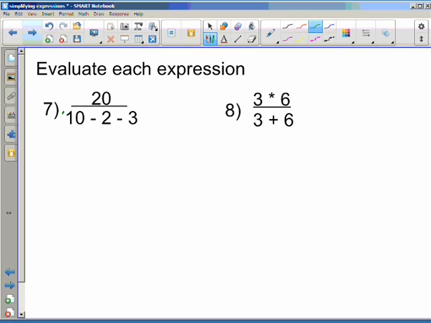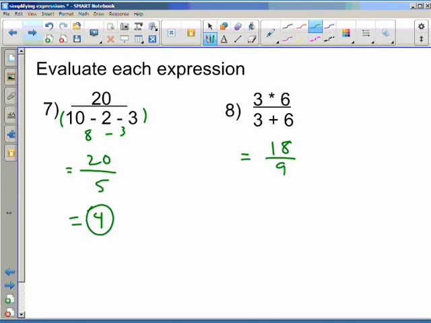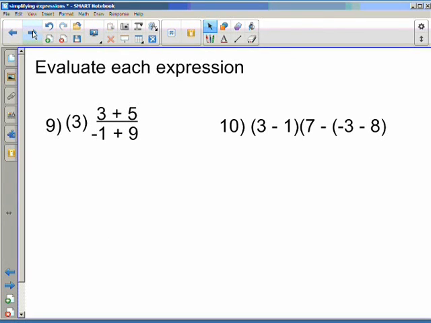Okay, again, think of the denominator as a parentheses. We'd get 20 over 10 minus 2, which is 8, and then we can do the 8 minus 3, that's 5. 5 goes into 20 4 times. If it didn't, if it was like 21 over 5, we just leave it as 21 over 5. Over here, long fraction bar lets us do our 18 over 9. 9 goes into 18 twice. Try these on your own, see how it goes.